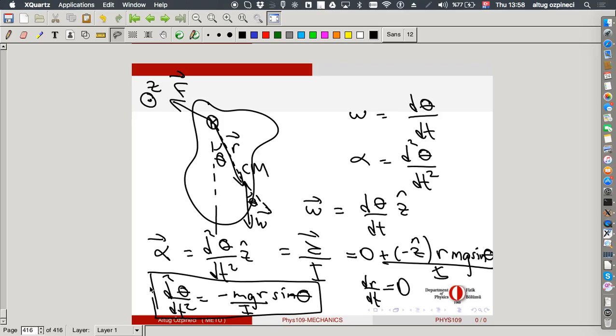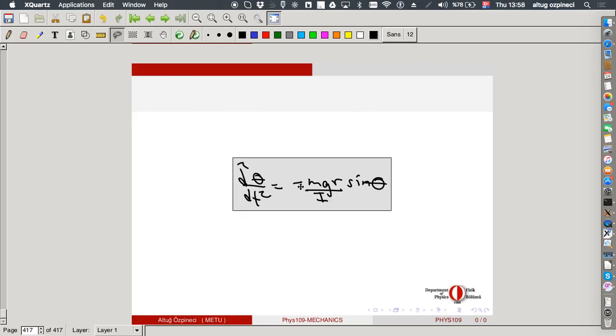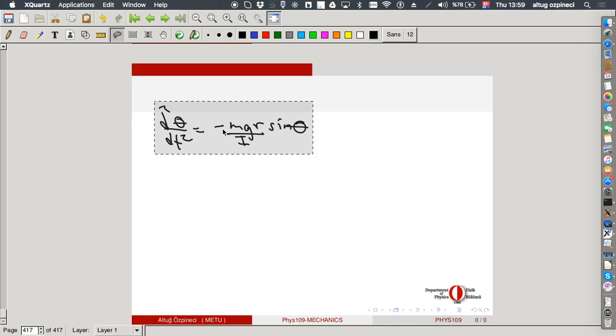R is the distance between this point and the center of mass. This is a rigid object. So the distances between any points on my rigid object are always the same. It doesn't change in time. So this is just a constant. The only thing that is changing with time in this equation is theta. So this is the equation that theta satisfies.